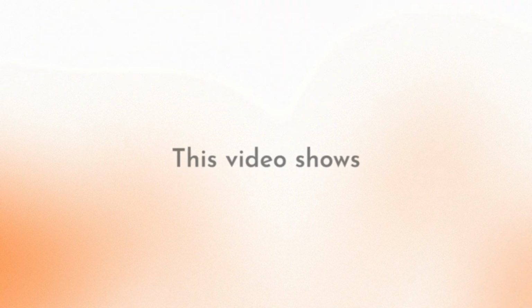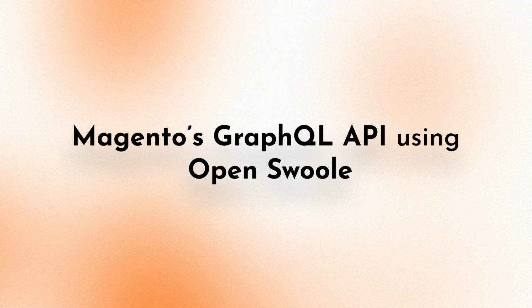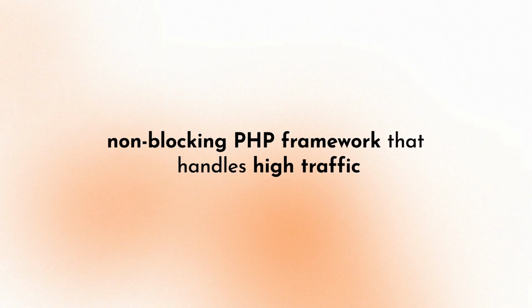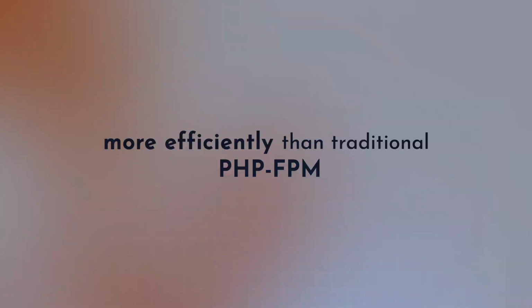This video shows how to speed up Magento's GraphQL API using OpenSwoole, a fast, asynchronous, non-blocking PHP framework that handles high traffic more efficiently than traditional PHP-FPM.